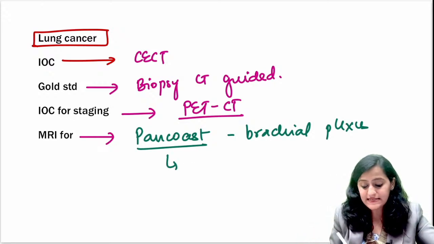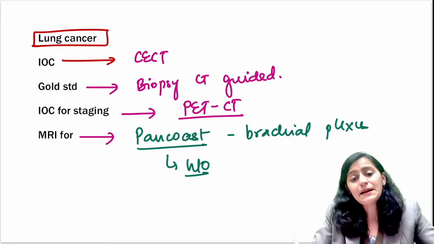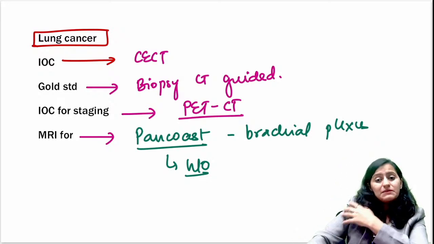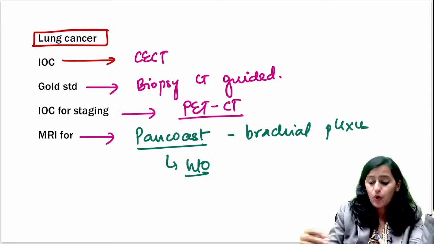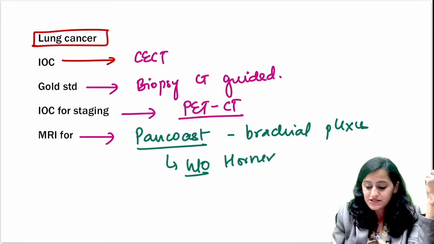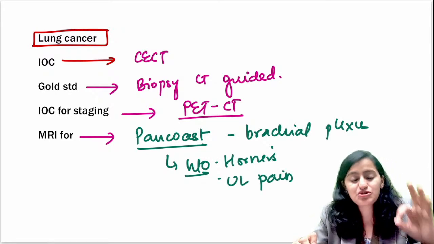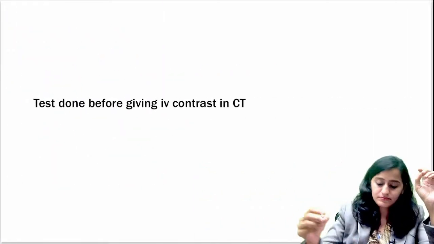And what is the classical history given in Pancoast? This is one of your recent NEET PG exam questions. Pancoast has history of invading the brachial plexus. So upper limb pain is going to be there. Sympathetic trunk is also there. So there's going to be Horner's, right? There's going to be history of Horner syndrome, history of upper limb pain. All that history is classical of Pancoast. Okay, that is Pancoast. Next one.